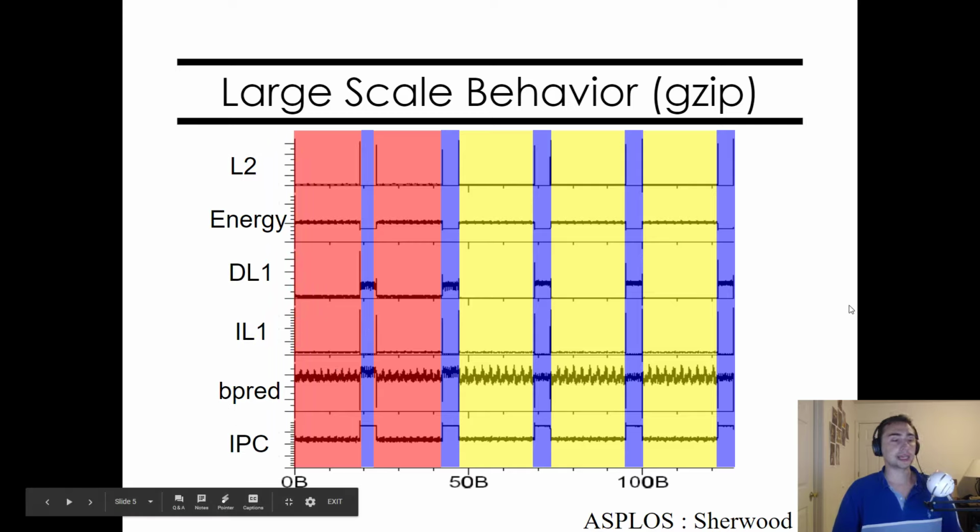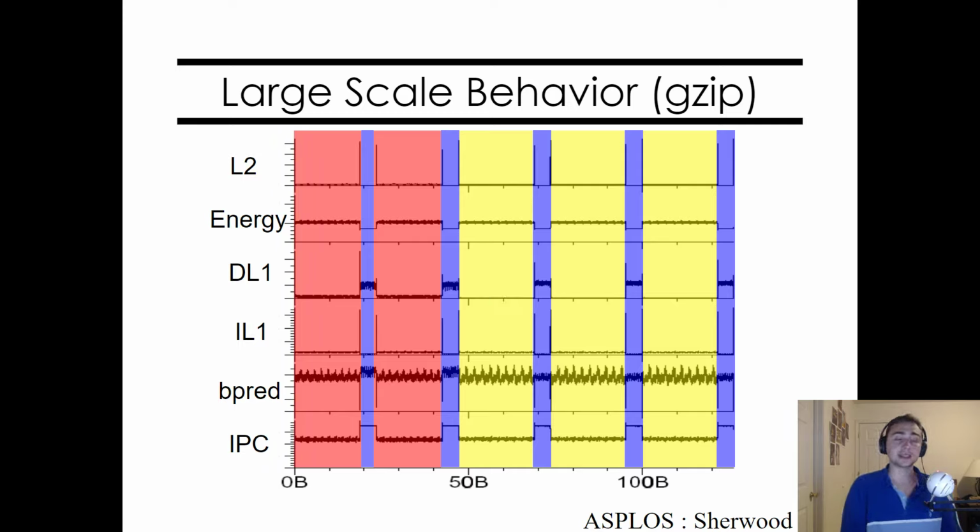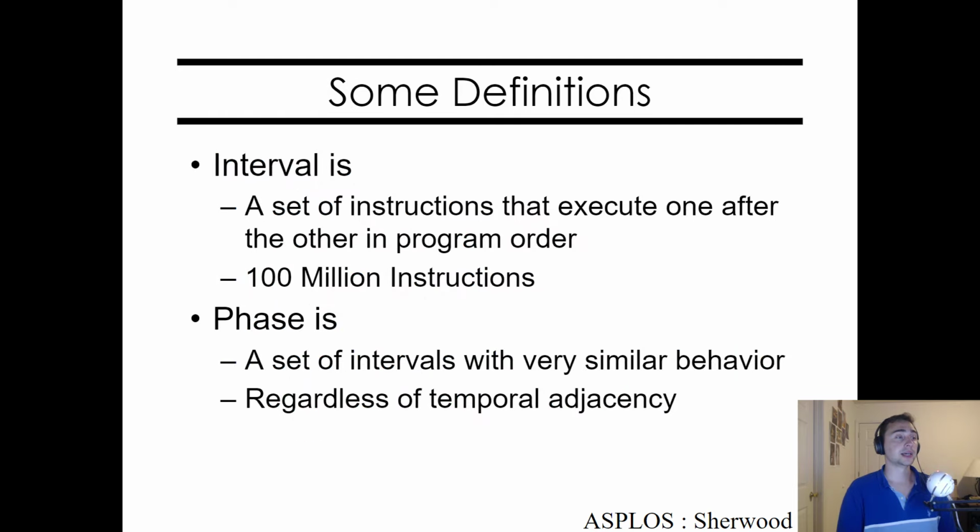The key thing here for a very regular app, such as gzip in this case, is that these are very easily identifiable. So this is one of the programs that's a little more homogeneous, at least for longer periods of time.